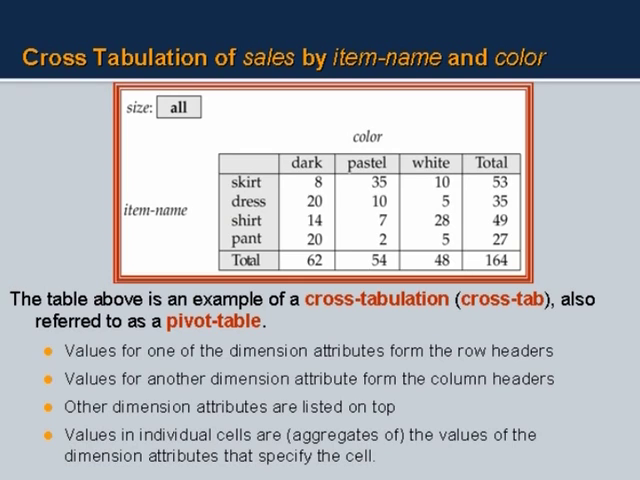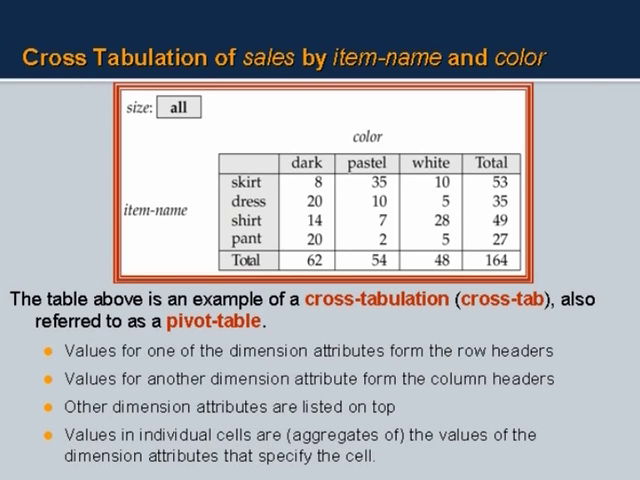So here is a sales table which had several dimensions. What are the dimensions shown here? Item name is one dimension. The color is another. And there's a third dimension called size, which is shown at the top left corner, with size saying all. So we're not showing you the values on this dimension. This two-dimensional thing only allows us to see two of the dimensions at a time. And so for this dimension, you're showing all possible values. For this dimension, all possible values. And this kind of display is called a cross tab, also called a pivot table in Excel.